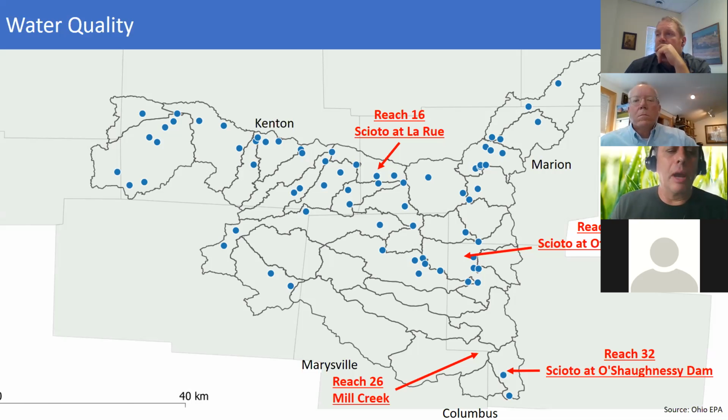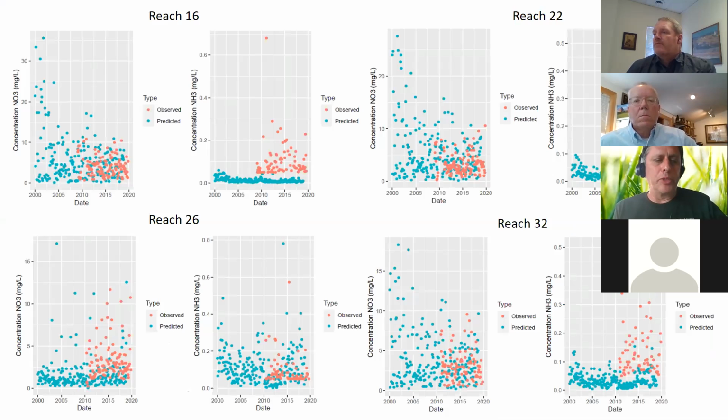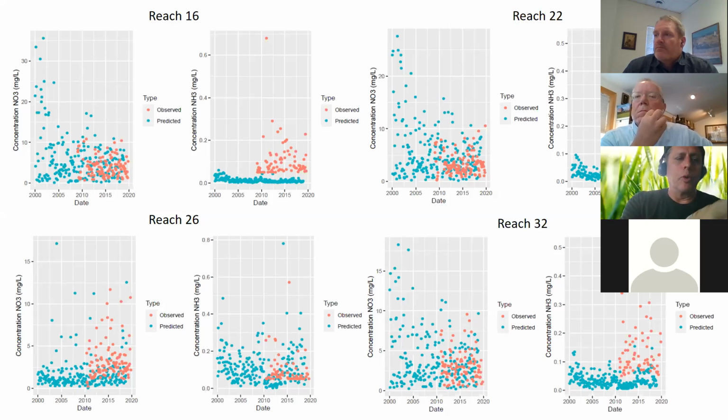So shown here, these are a little bit busier, so let me explain what we're seeing. Again, it's a time series from 2000 to 2018 that we have there. In red, the red dots are the observed data. The blue-green dots are the predicted data. This is what the model predicts. And then we have concentrations on the y-axis. And shown is the various locations, the one at LaRue, the one a little bit further down, the Mill Creek, and then all the way at the bottom of the watershed, the various reaches, and the concentration for nitrate and for ammonia.